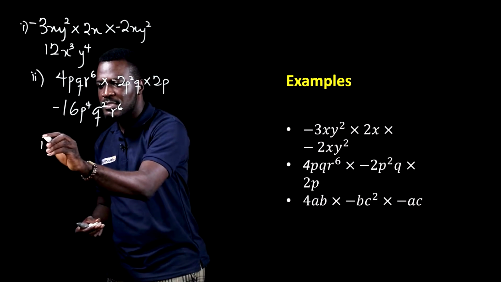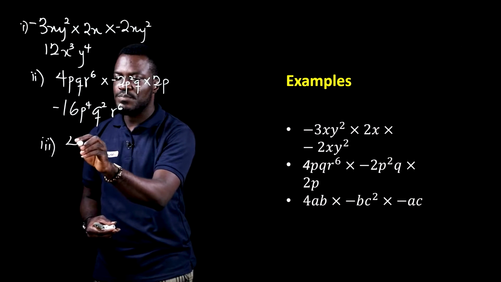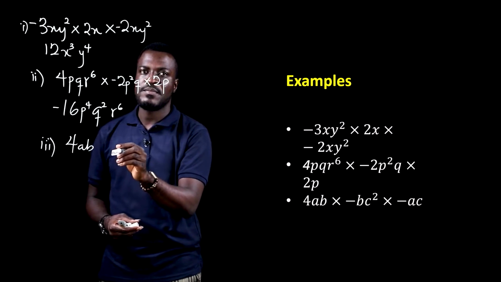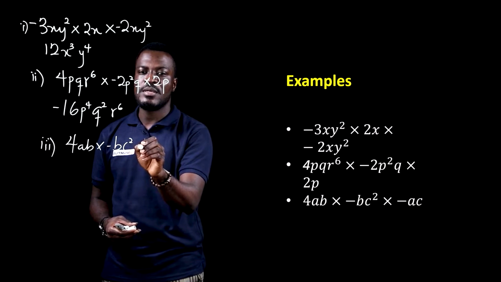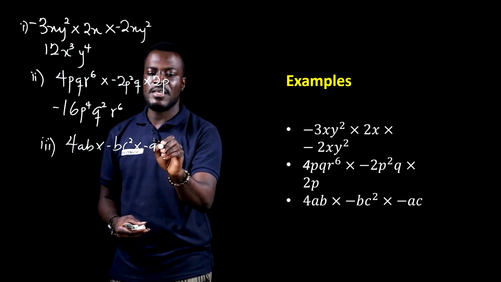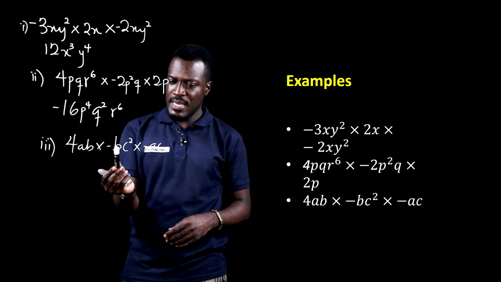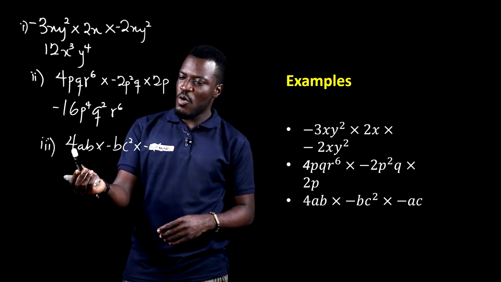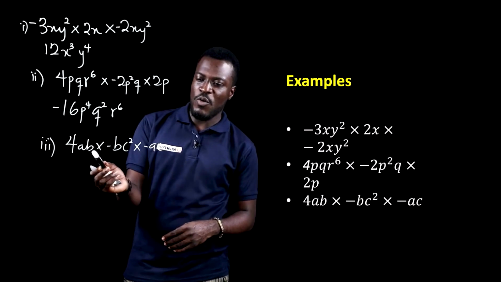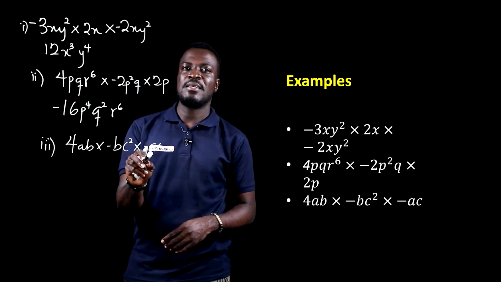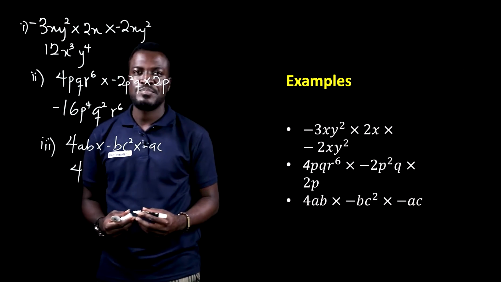Now, let's try the third example. We have 4ab times negative bc squared times negative ac. We have 4. You know there's a 1 here and then there's a 1 here. 4 times negative 1 is negative 4. Negative 4 times negative 1 will give us positive 4.